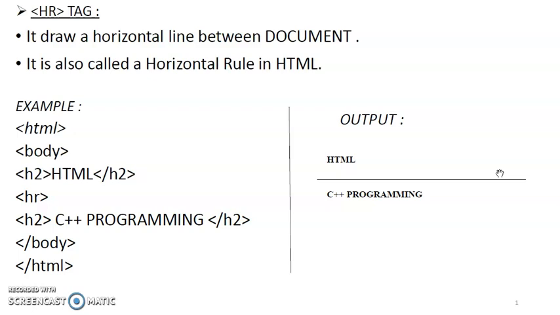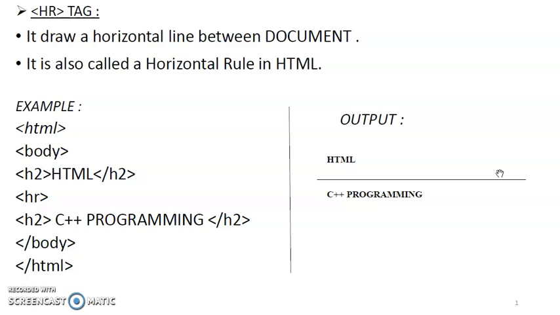Okay, so you can see in this example, your first tag is what? Your HTML tag means what? Your HTML document is created. After that you have a body tag. In that you mention the H2 tag. Now what is the meaning of H2? The H2 specifies the heading. After that you mention the HR tag.